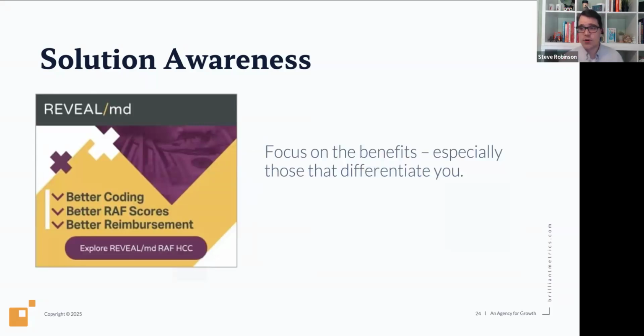Focus on the benefits. This is where you get into features and benefits. I would focus on benefits first, features if your audience clearly understands how that feature ties back to a benefit, but don't ask them to make that leap. So this is an older client. They offered a particular piece of software that helped with better coding, better RAF scores, better reimbursement. Those benefits made sense to their audience, and those were areas where their audience was struggling, right? So focus on the benefits of the product or solution, not just the attributes of it.